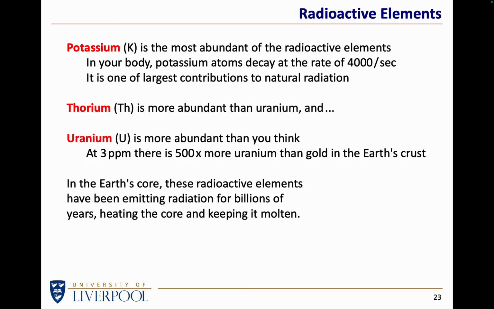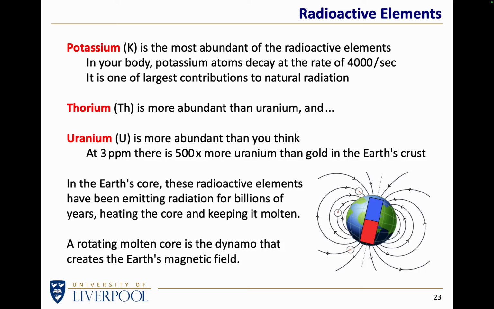The reason we have a molten core 4.5 billion years after we've been made is nothing to do with the arrival of energy from the sun. It is entirely internal. So if you have a molten core, a rotating molten core basically is a dynamo that generates the Earth's magnetic field. So we can thank the Earth's magnetic field to the radioactive decay of elements in the core of the Earth.